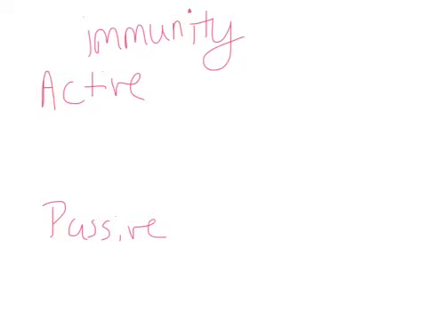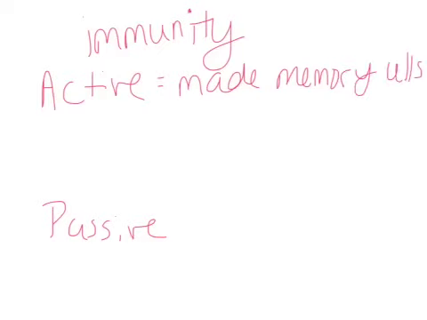So active immunity, I've had exposure to the pathogen and I've made my own memory cells. Let's talk about the different ways I've made my own memory cells. With active immunity, I've had some kind of exposure to the pathogen, and that's given me immunity because I've made memory cells. So I've got what's called natural active immunity, which is typical immunity. I got the disease, I made memory cells, I am naturally immune to it now because I had the disease and I made some memory cells.